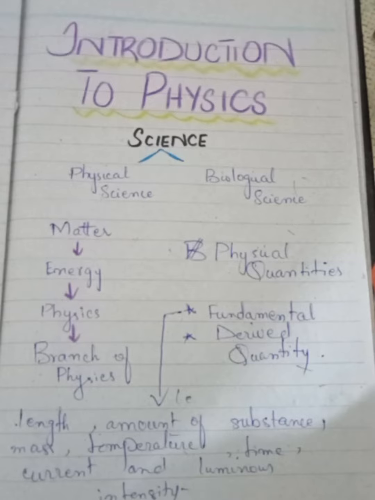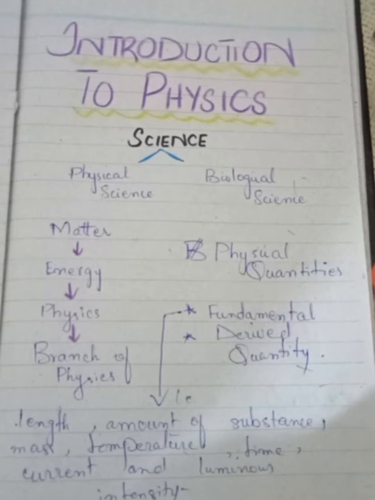Now, there are some terms like matter and energy. What are they? Let's start with matter. What is matter? Matter is anything that has mass and occupies space. All our world is composed of matter. All the things like table, chair, anything, these all are made up of matter.